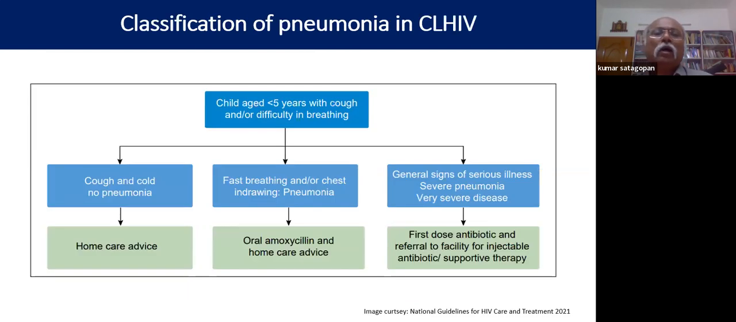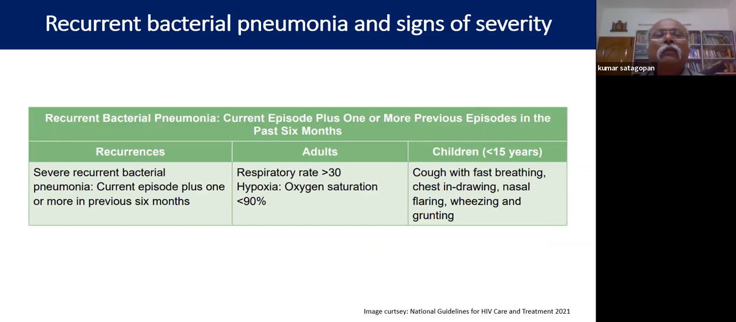In children: cough and cold, no pneumonia, home advice; fast breathing, oral amoxicillin; and chest indrawing. We can give home care advice and ask the parents to watch for red flag signs, educate them, and ask them to bring the child back immediately if there is a red flag sign. General signs of serious severe pneumonia: the patient has to be admitted immediately in a pediatric setup for IV antibiotics. These are all the serious pneumonias where you need inpatient care.